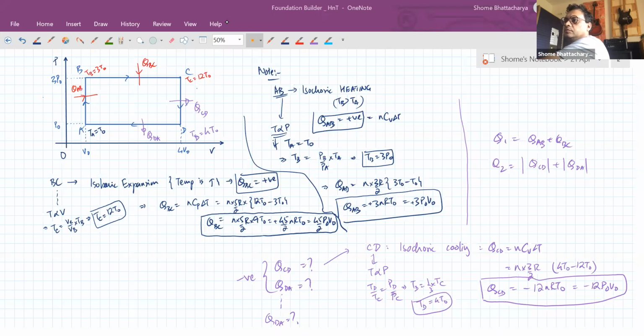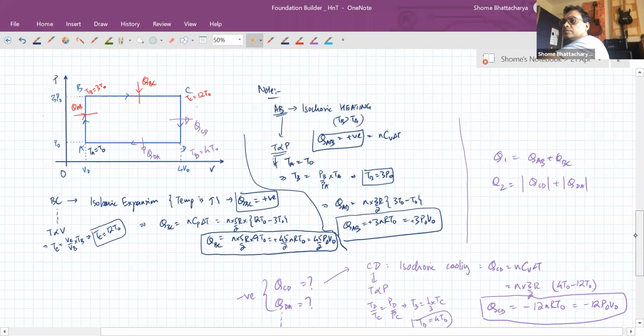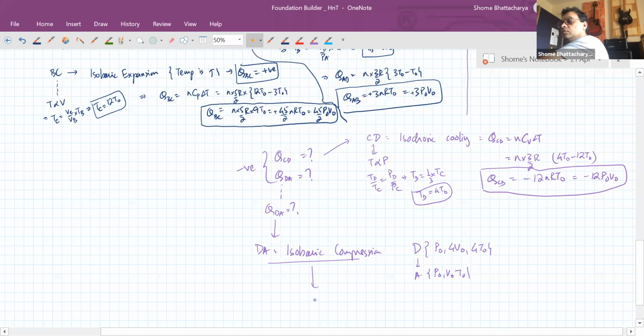Okay, so DA is an isobaric compression. Okay. The point D had pressure P naught, volume 4 V naught, and temperature 4 T naught. The point A had P naught, V naught, T naught. Okay. So above you can see that. So this is the state change. Okay. So QDA will be N CP delta T. So N into 5 by 2 R into T naught minus 4 T naught. So that is minus 15 by 2 NR T naught.